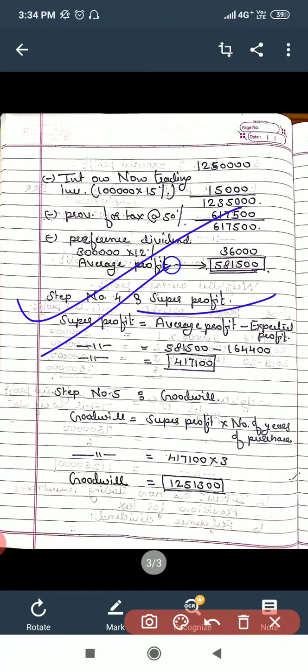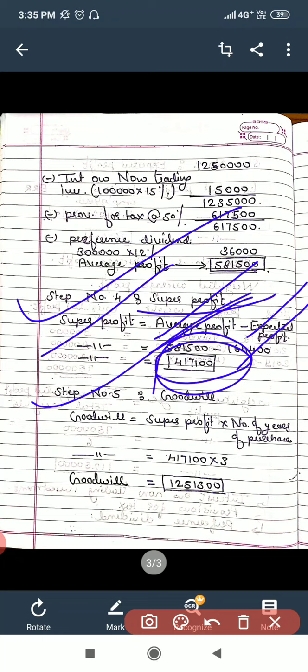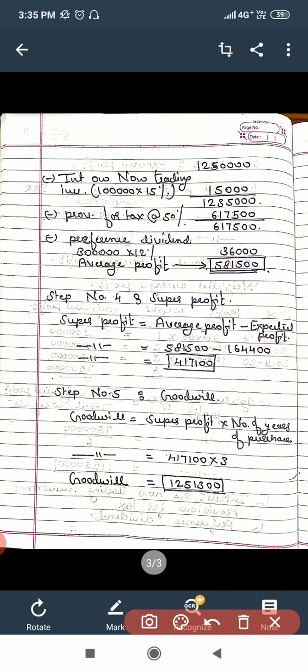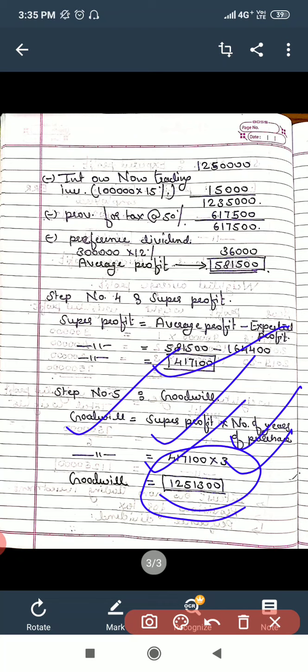Now let us go to step number 4, that is super profit. Super profit, it is very simple. Super profit is equal to average profit minus expected profit. Average profit we have calculated at 5,81,500 and expected profit is 1,64,400. Yes. Now if you deduct this, you are getting the super profit of rupees 4,17,100. Now the last step is the calculation of goodwill. Now it has been given to us at the beginning itself that the calculation of goodwill is by which particular method? Super profit method, and that we have found over here. So goodwill is equal to super profit into number of years of purchase. Here it has been instructed to us to go for 3 years of purchase. So 4,17,100 into 3, how much goodwill would you be getting? You are getting the goodwill of rupees 12,51,300, and that is how we are completing our sum over here.